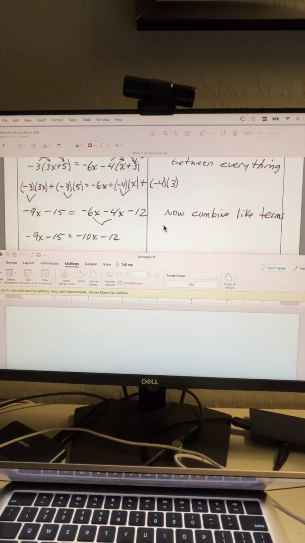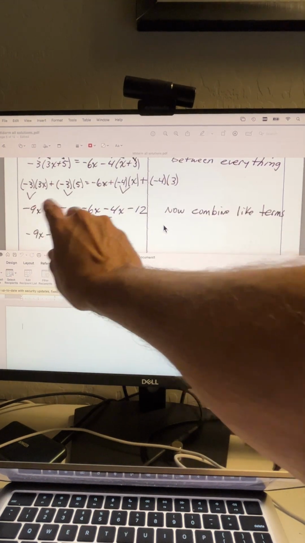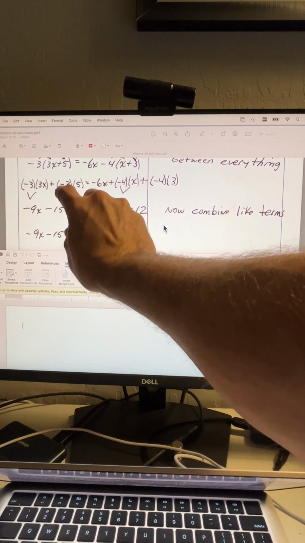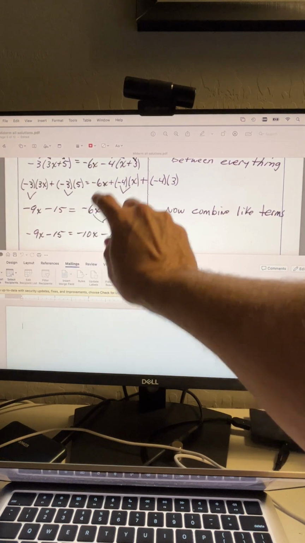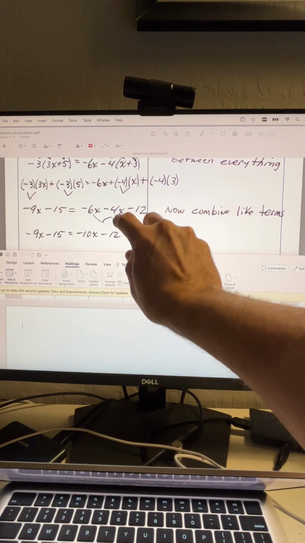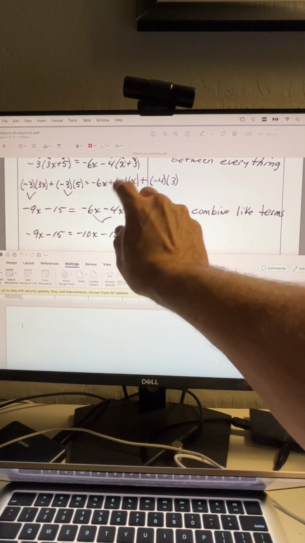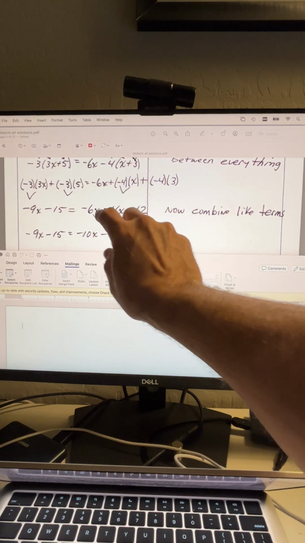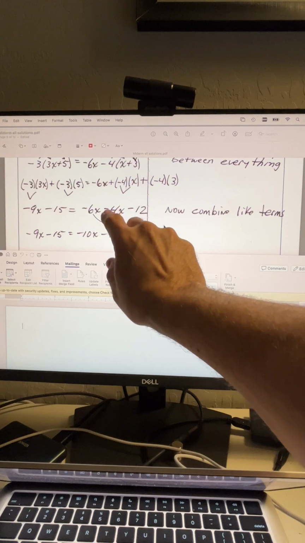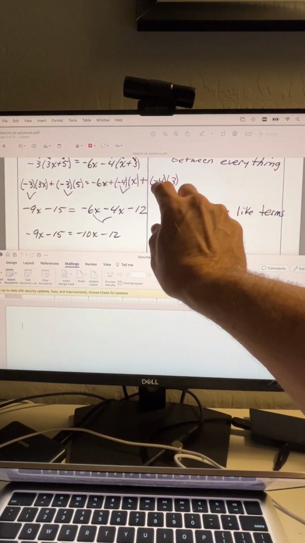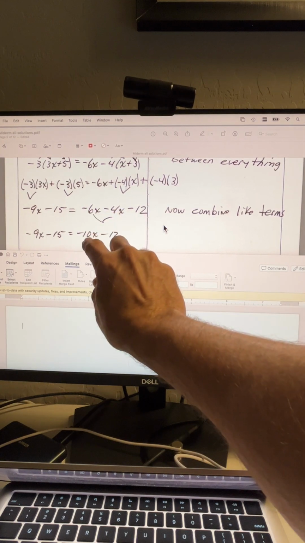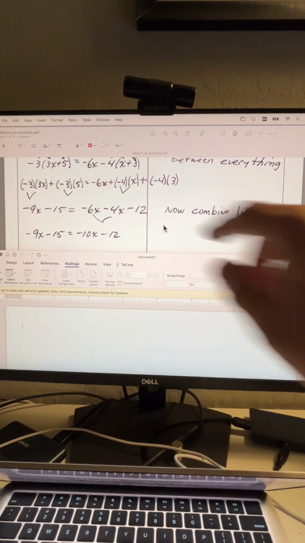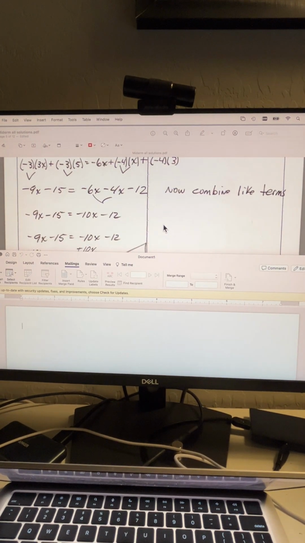So now it's multiply, boom. Don't forget your negative sign. Negative times a positive is a negative. And then look, we bring the -6 down. -4 times x is -4x. So we can get rid of the parentheses now and just say -6x minus 4x and then minus 12 because of that. So now combining like terms, there we go. Look at that. The -10x, because of the -6 and -4.